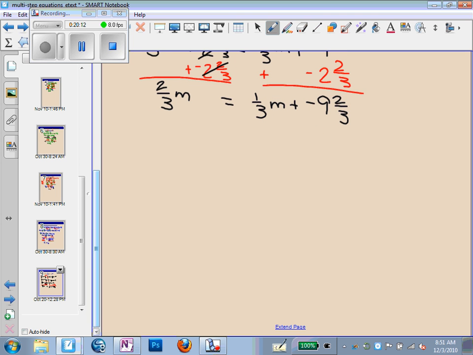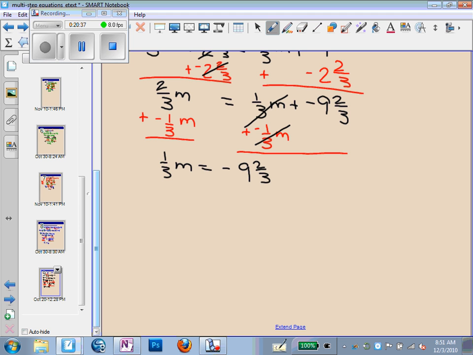So the next thing I'm going to do is add negative 1/3 m to both sides. And I end up with 1/3 m equals, the 1/3 m and the negative 1/3 m equals 0. So that's negative 9 and 2/3.